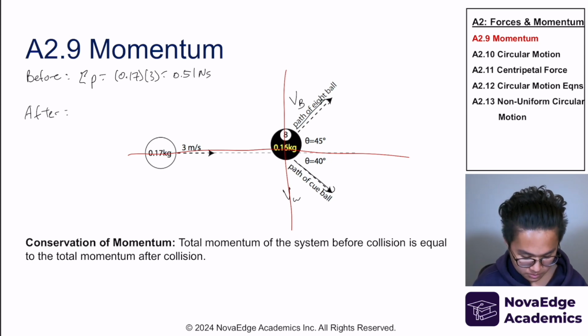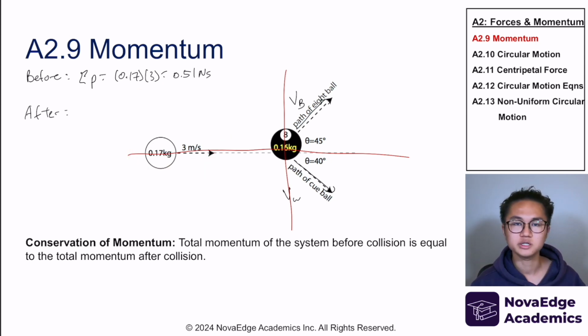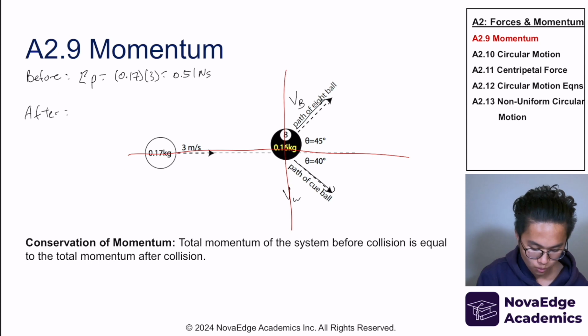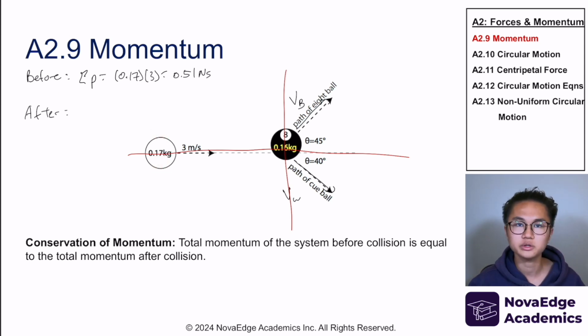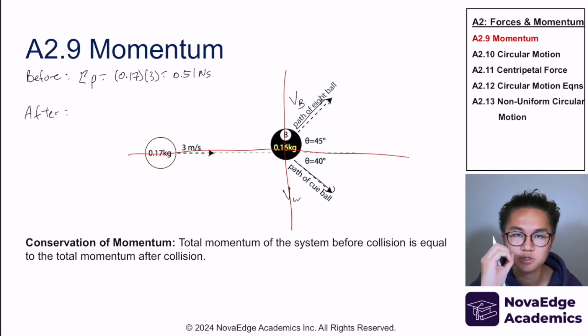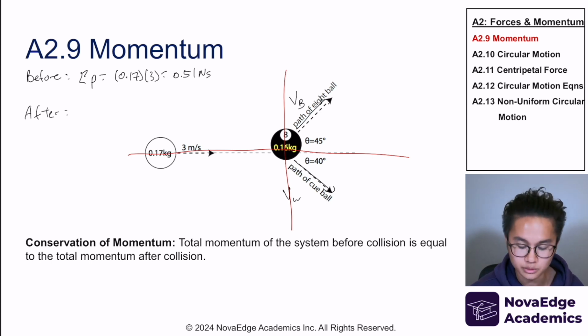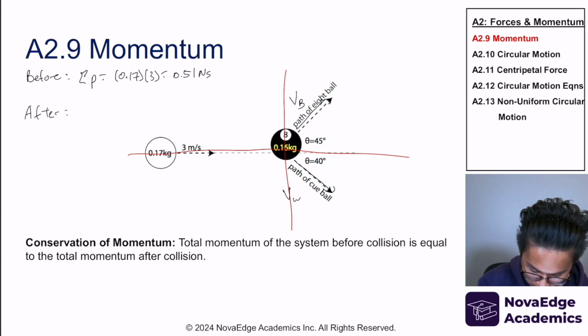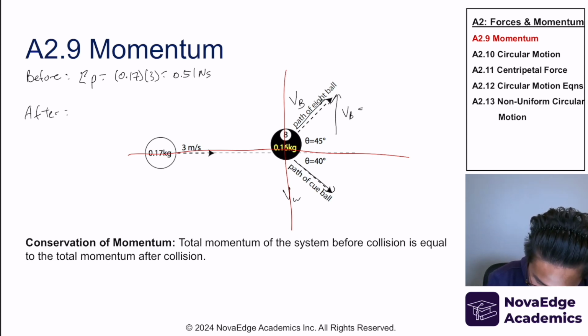Now remember that this momentum of the ball is only in the horizontal component. What is the momentum in the vertical component? 0. That means the momentum in the vertical component after collision also has to add up to 0. So let me divide this. The black ball is going to have a velocity with a vertical component of V_B sine 45 degrees and a horizontal component of V_B cosine 45 degrees.